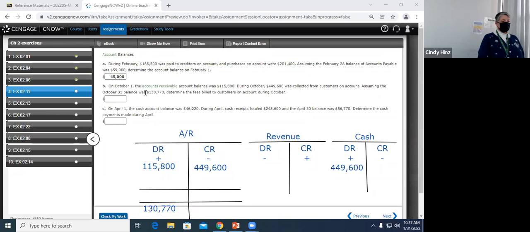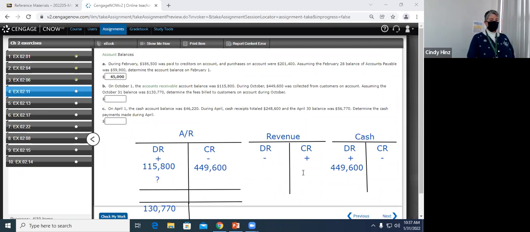Assuming the October 31st balance was $130,770, determine the fees billed the customers on account during October. And so this is what we're trying to find. How much did we add to our accounts receivable during the month of October? We know the beginning balance, we know how much we took out of the account, credited, and we know the ending balance. So we're trying to find this.